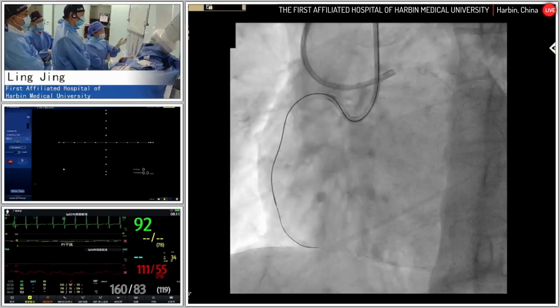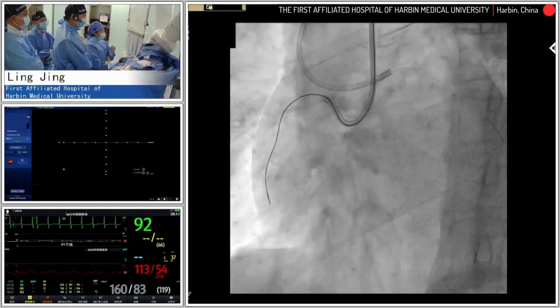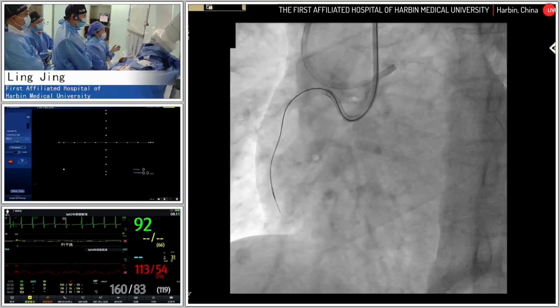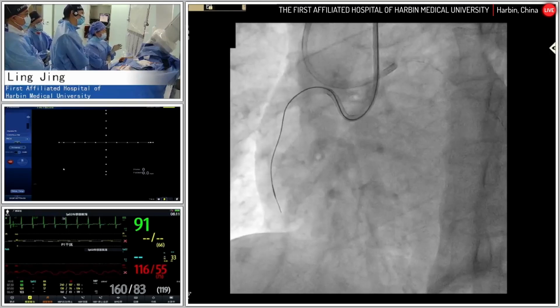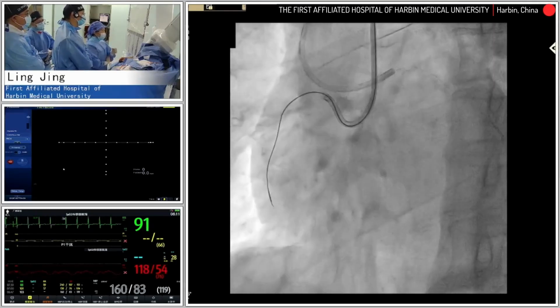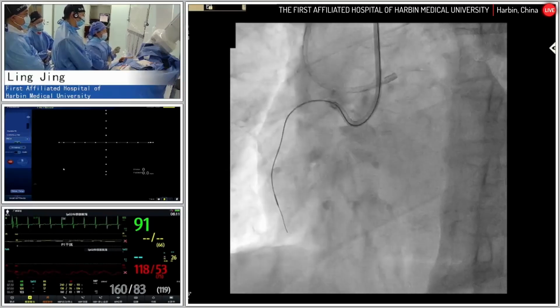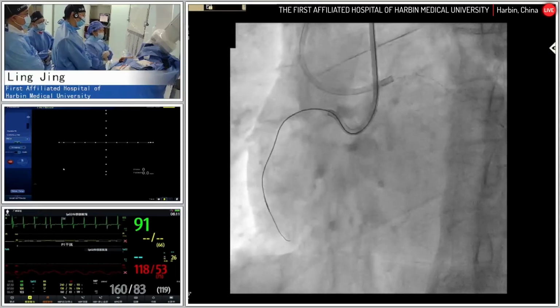wire. But in this case, we used XTA and then Gaia 1 because the first puncture went into the false lumen, so we changed to the tapered tip guide wire. Okay, thank you.